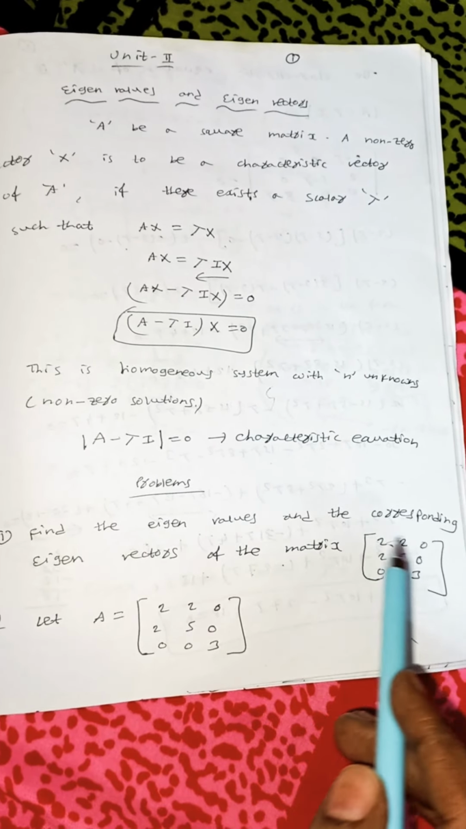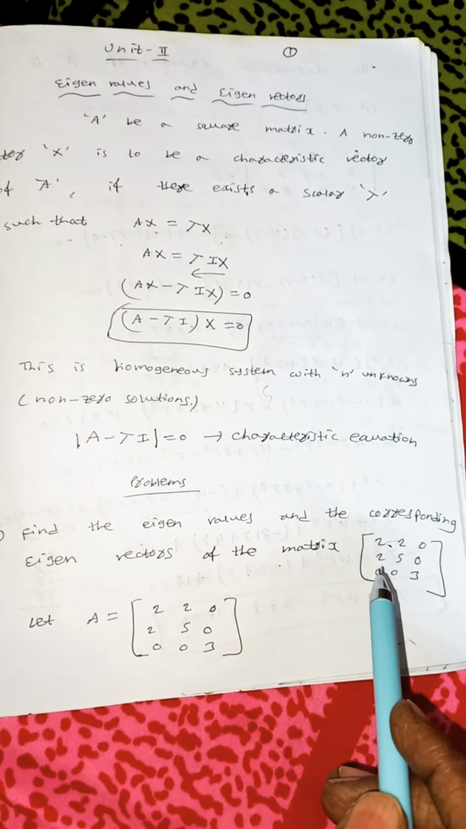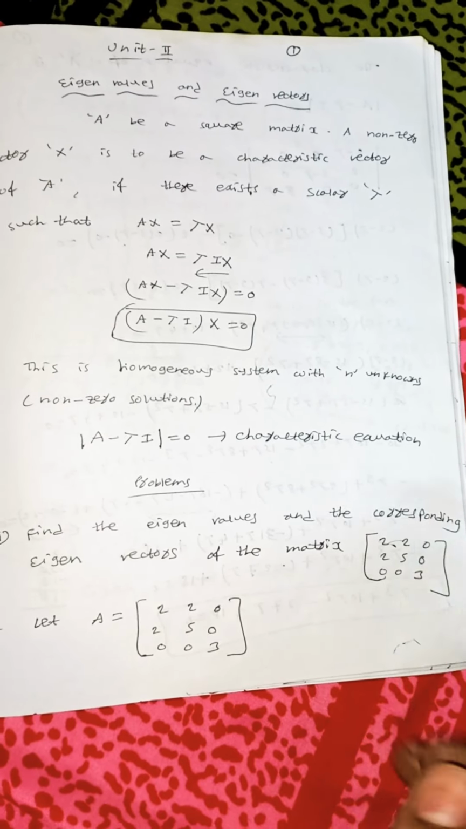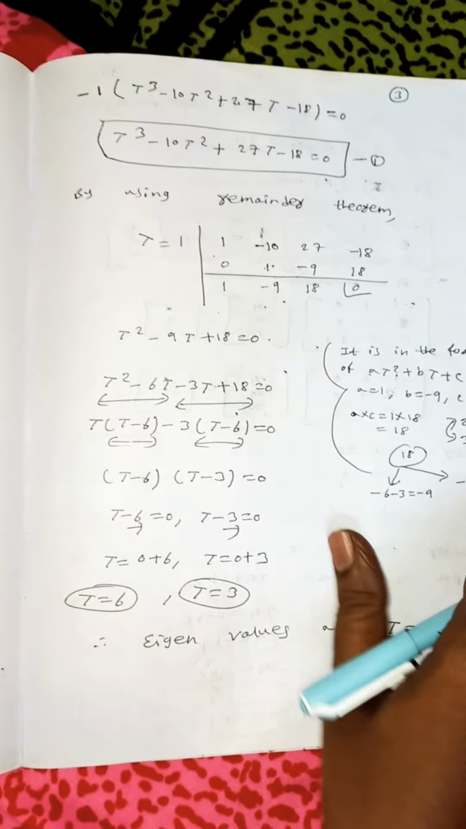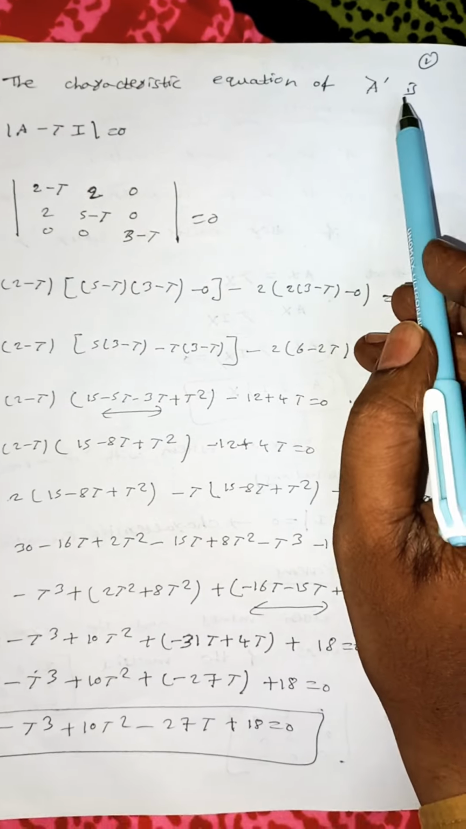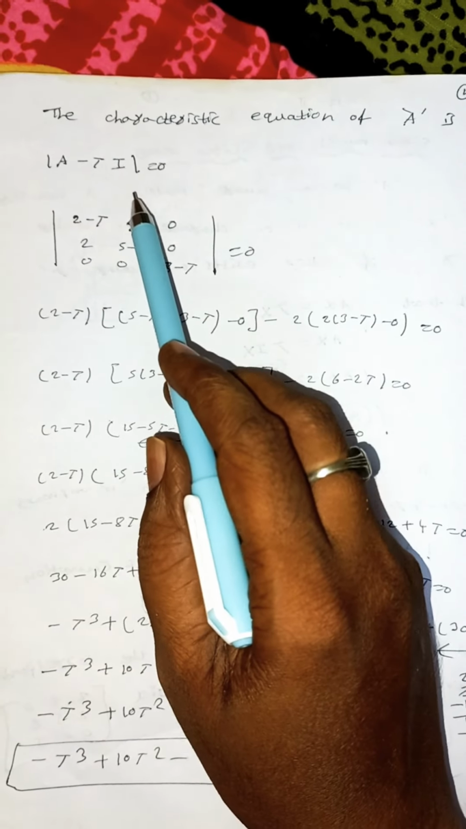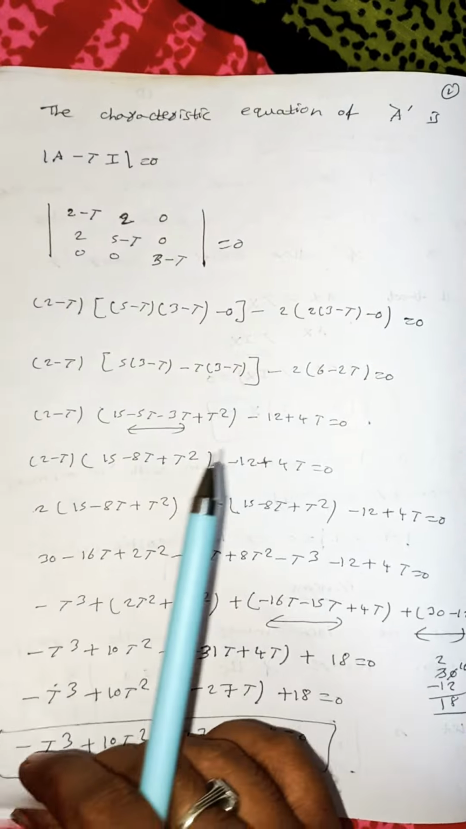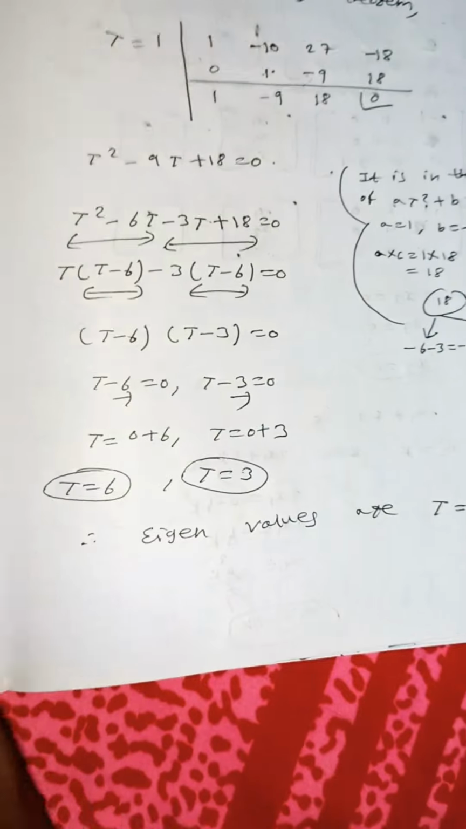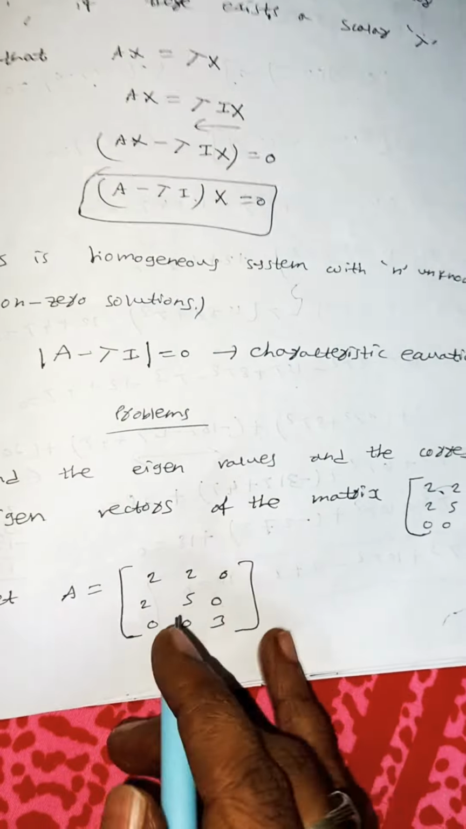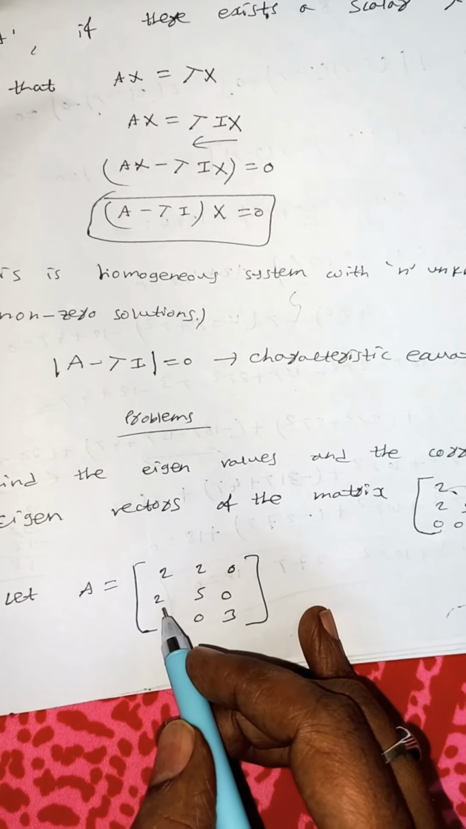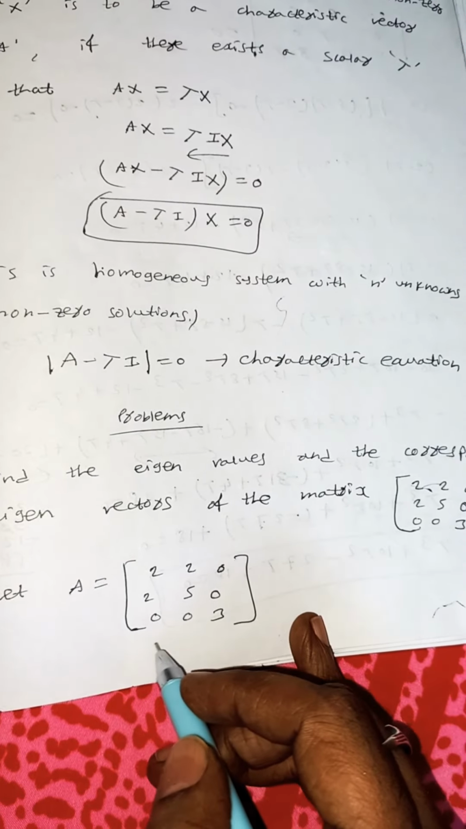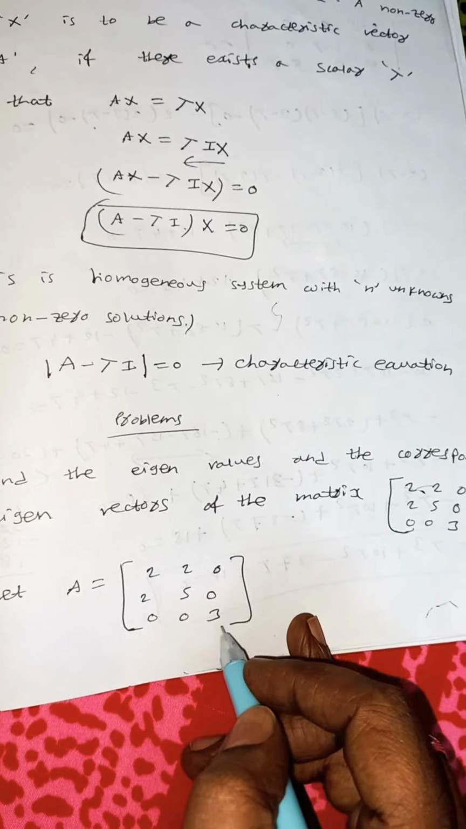Problem: find the eigenvalues and corresponding eigenvectors of this matrix. Let us assume A is the 3 by 3 square matrix. The characteristic equation is the determinant of A minus lambda I equals 0. So subtract lambda in place of the diagonals. 2 minus lambda, 2, write this 0 as it is, write this 2 as it is. Here 5 minus lambda, here 0, write the 0 as it is, 0 as it is. Here 3 minus lambda is equal to 0.